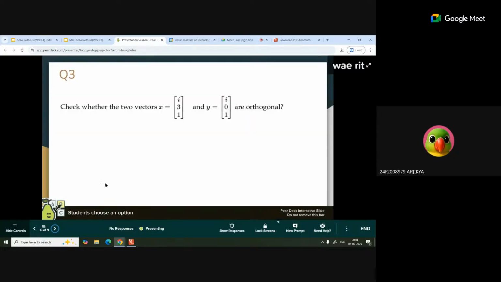Okay. Now check whether the two vectors are orthogonal. What is the condition of orthogonality? The dot product between the two vectors should be zero. If it is equal to 0, then they are orthogonal to each other. Now do it for this.